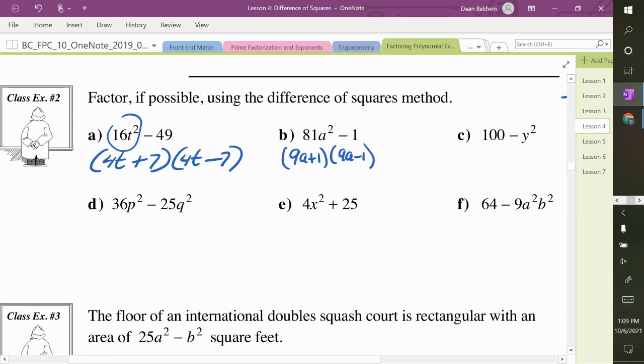What did they do to C? They wrote it backwards. Does it matter? No. Can you square root 100? Can you square root y squared? So what's the answer? Y plus 10, y minus 10. You have to go in the order that they have there. So you just square root the 10. So the number goes first and the variable goes second. That's the only difference.